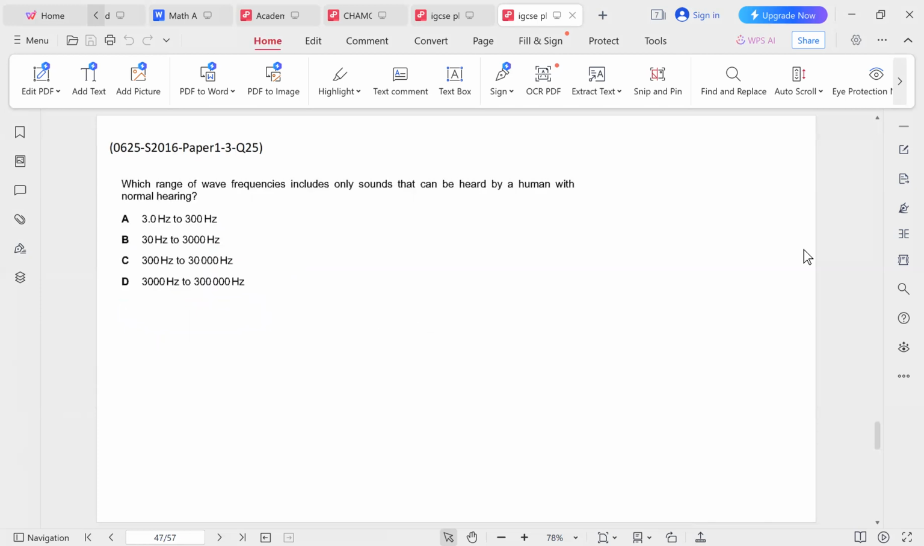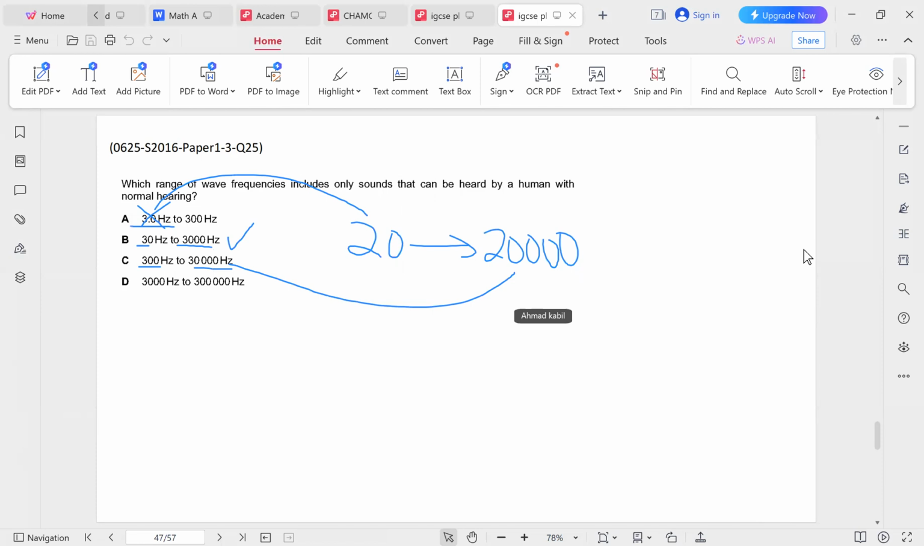Which range of wave frequencies includes only sounds that can be heard by a human with normal hearing? So we're looking at something between 20 and 20,000. So 3, this is less than 20, so incorrect. 30 to 3,000, these are all within my range. 300 to 30,000, so 30,000 is more than 20,000, so this is incorrect. And again here we have 300,000, which is more than 20,000, so this is incorrect as well. So B is the correct answer.